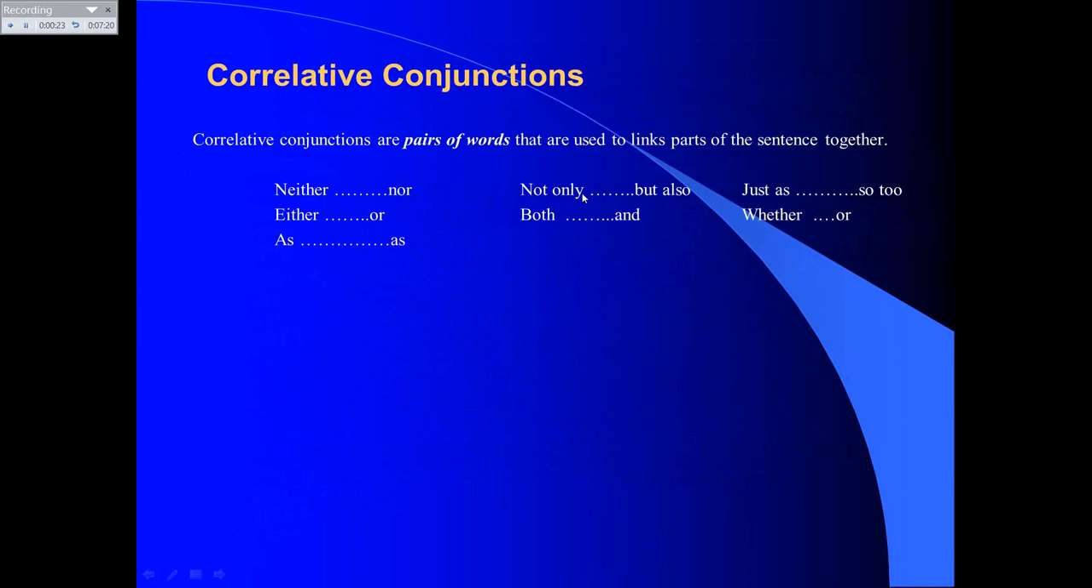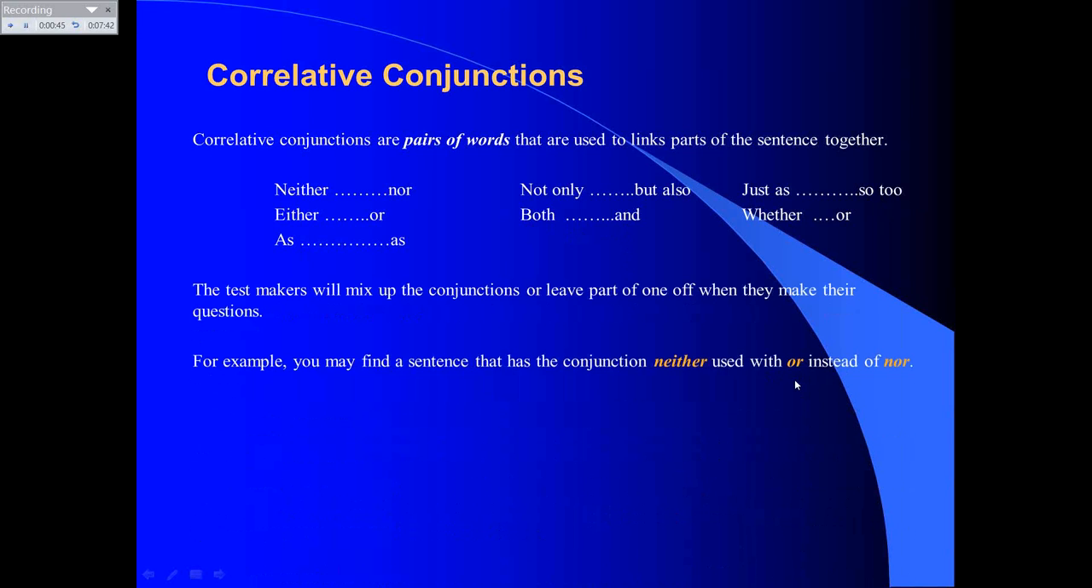You cannot say not only and then and. You really shouldn't say not only and just but. It needs to be not only but also. This is a strange one that shows up from time to time. Just as, so too. Both has to have an and with it. You really need to learn those.